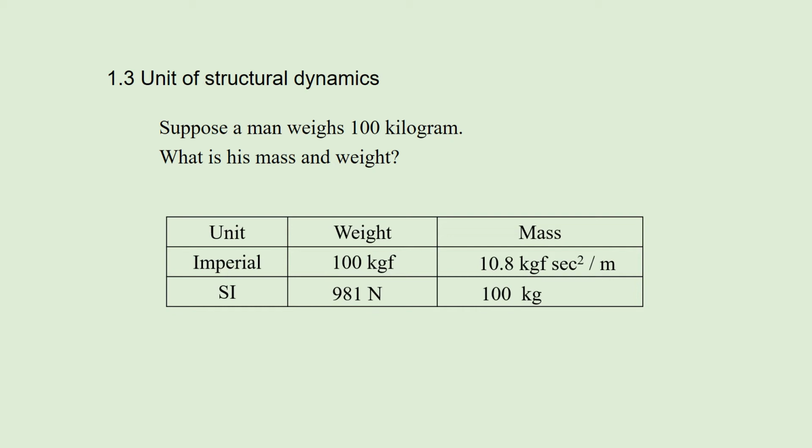SI unit is commonly used for the scientific and engineering field. This man's mass is 100 kg and the weight is mg, which is 100 kg multiplied by 9.8 meter per square second, equals 981 Newton.